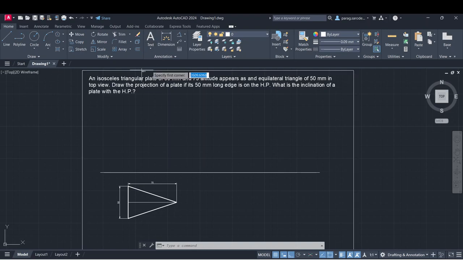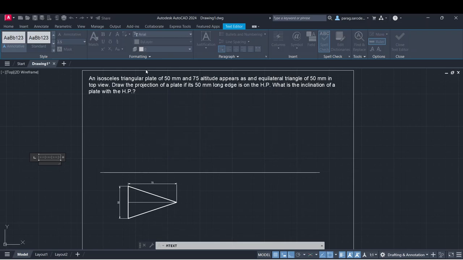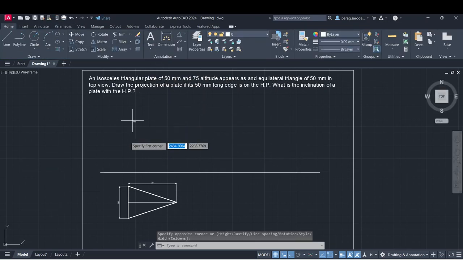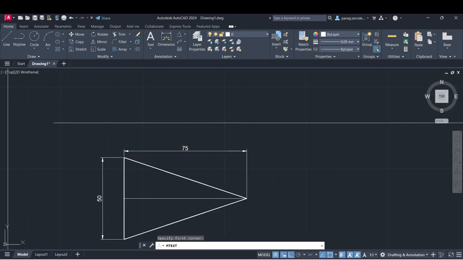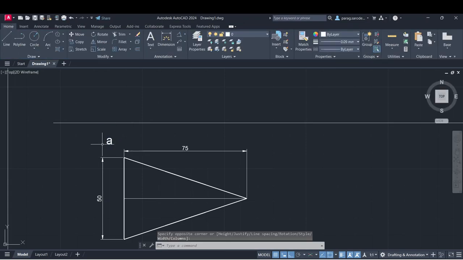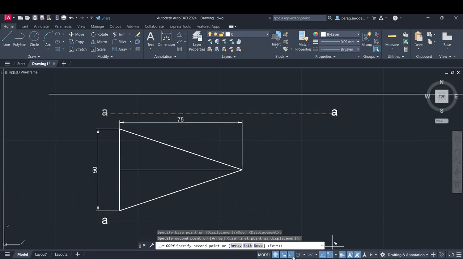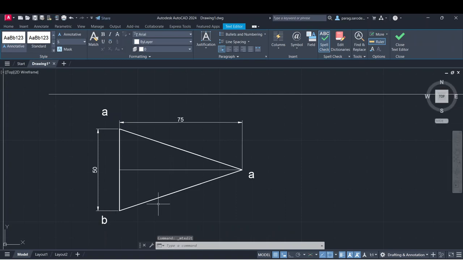We can name this. There are two methods. We can create a text on the other side and just copy paste it here. I will tell you that method later. A. Always increase the size of the text, let us say 5. Copy this. This point is B, and let us copy it here. So this point will be C.